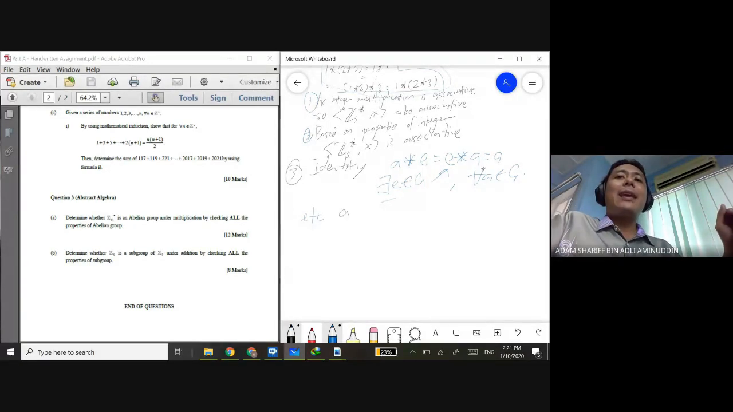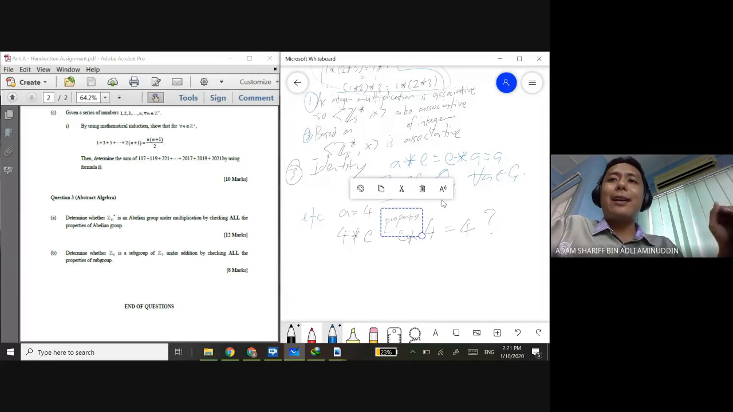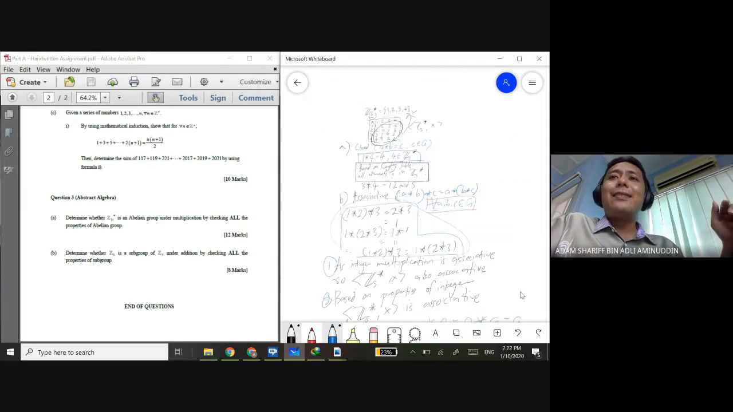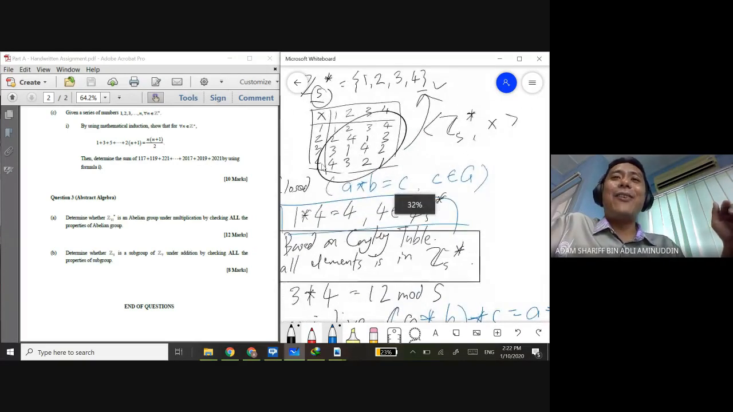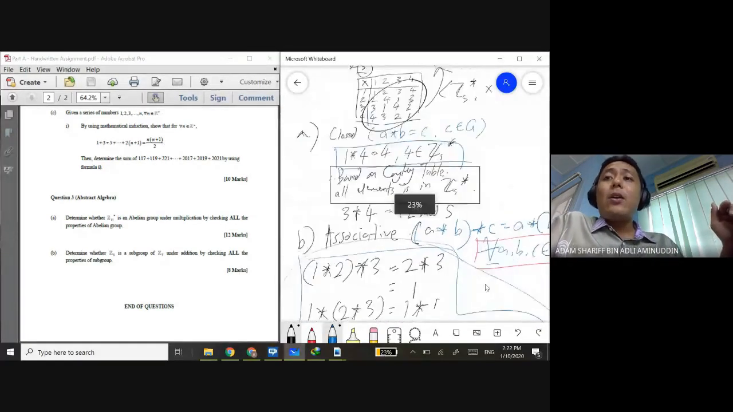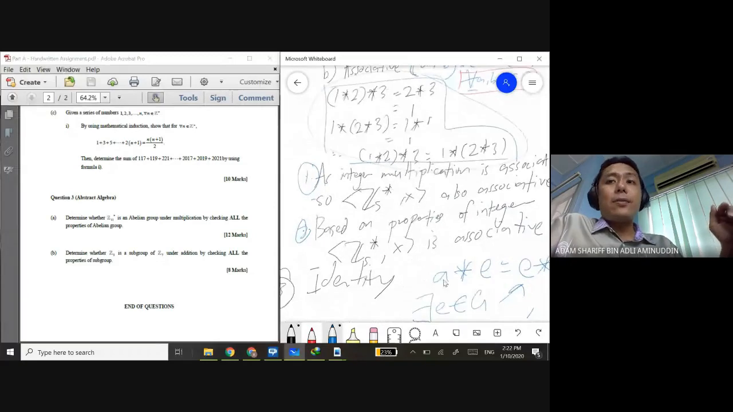you take element A equals to 4. Is there exists E such that 4E equals E times 4? You dapat balik 4. You tengok dalam Cayley table ni. Alamak, alamak. Satu lah. Satu lah, betul lah. 4 betul. 4 times 1 equals 4. 1 times 4 equals 4. Yes, you are correct. Siapa yang jawab, saya tak tengok nama. Ya, itu satu lah.